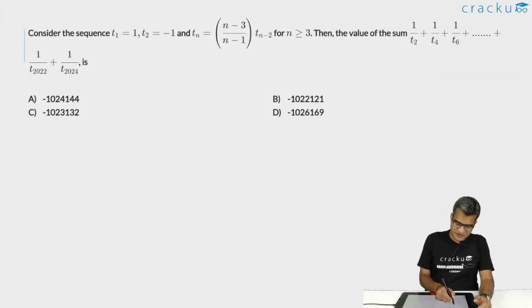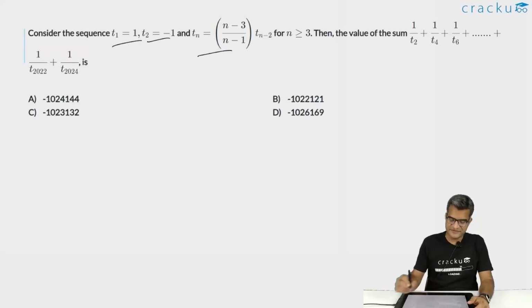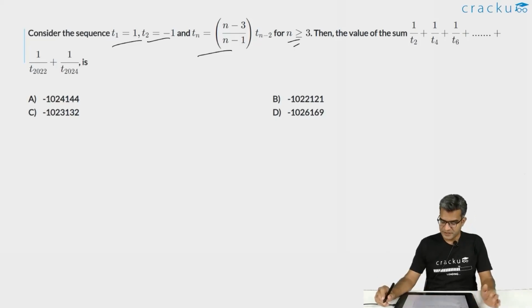In this question, we are told that T1 is 1, T2 is minus 1, and the value of Tn is given. It is n minus 3 divided by n minus 1 into T of n minus 2 whenever n is greater than or equal to 3. We are asked to calculate the sum of 1 by T2 plus 1 by T4 plus 1 by T6 plus dot dot dot till 1 by T2024.